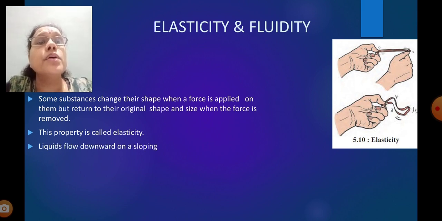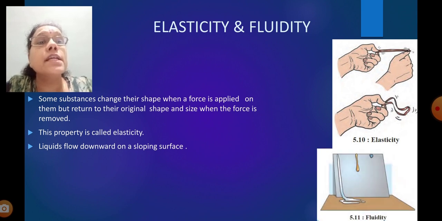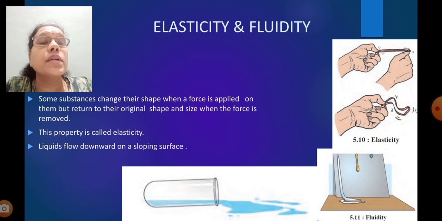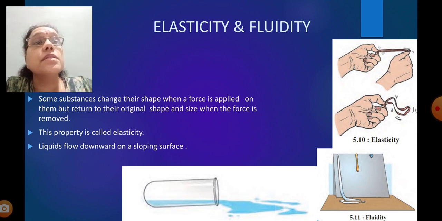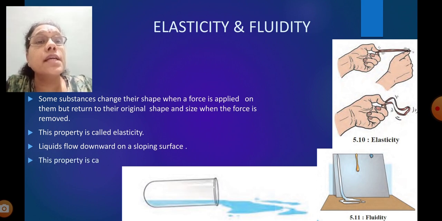Liquids flow downward on a sloping surface. Yes, if you pour liquid water on the floor, how is it running? It is flowing downward on the sloping surface. That is what is shown in the diagram. That's about elasticity and fluidity.